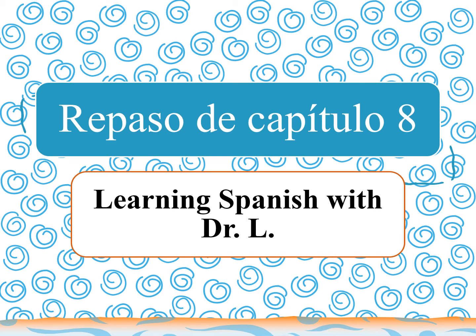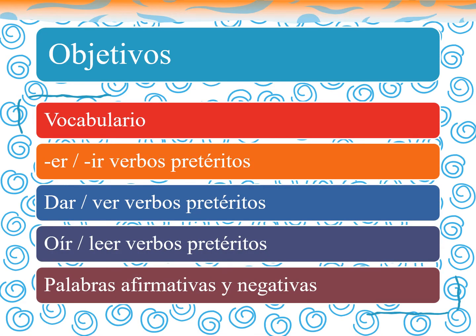Today we're going to review Chapter 8 for Spanish 1. Vamos a empezar. Alright, our objectives for today. We want to take a look at how ER and IR verbs work in the preterite past tense, and then also some of the irregular verbs, dar, ver, oír, and leer, which are irregular verbs in the preterite, and then also how affirmative and negative words work, and how can we put them into sentences. Also want to practice some of the vocab. I'll put a Quizlet in the comment section below where you can practice as well.